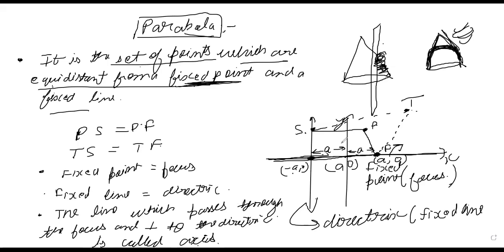I finished noting it down. Okay. So the parabola looks like this. If we draw the parabola on the positive side of the x-axis, the parabola will look like this, having the focus at a comma zero and the directrix at minus a comma zero.